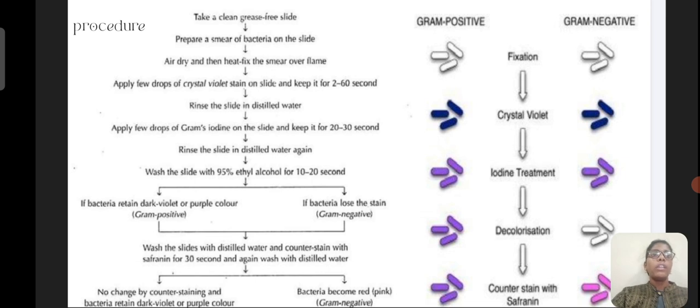During the fixation, gram positive and gram negative bacteria do not have any color. When we add the crystal violet, both gram positive and gram negative bacteria are violet in color. After iodine treatment, both gram positive and gram negative are still violet in color. When we add the decolorizer, gram positive remains violet in color but gram negative loses color. When adding the counter stain safranin, gram positive stays violet in color but gram negative turns pink.